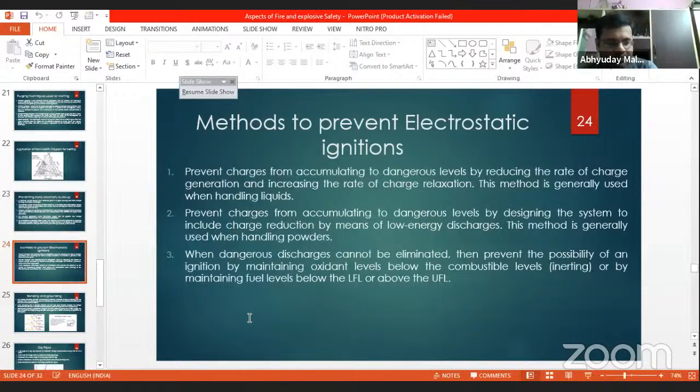That is, whenever there is a process or an equipment where we know that there is going to be a dangerous discharge and we cannot do anything about it, we can let that happen, but we can take other preventive measures. That is, we can maintain the oxidant concentrations below the combustible levels by inerting, or we can take care to maintain the fuel levels below the LFL or above the UFL. So that in spite of the presence of that discharge or ignition source, because the other two arms of the fire triangle are being eliminated, the chance of a fire is going down.